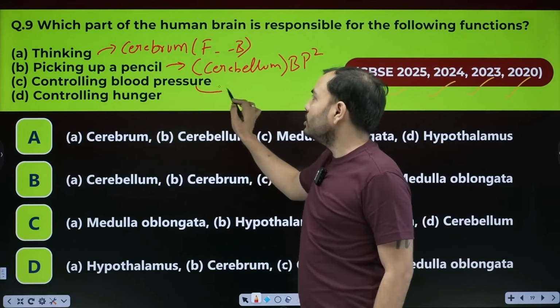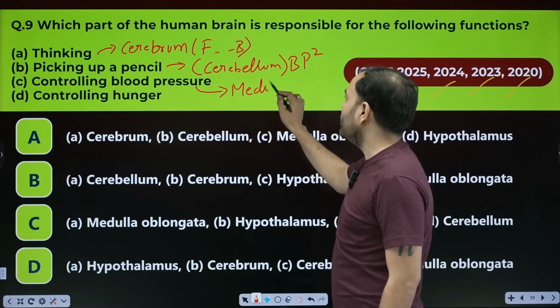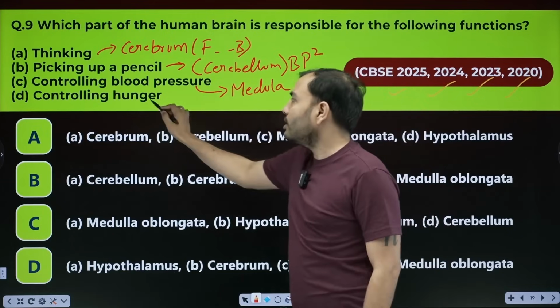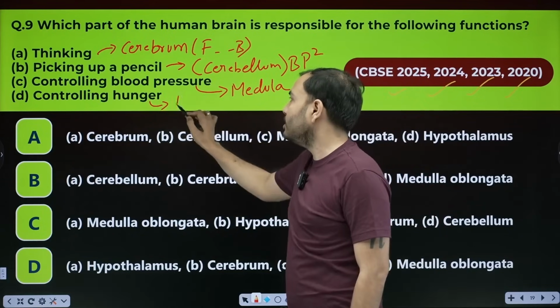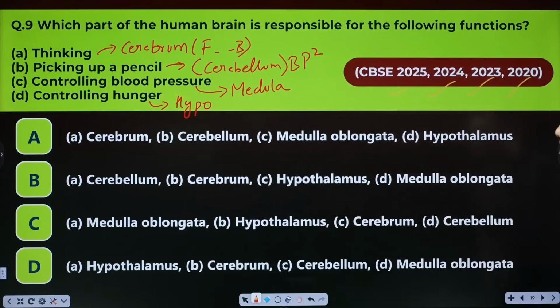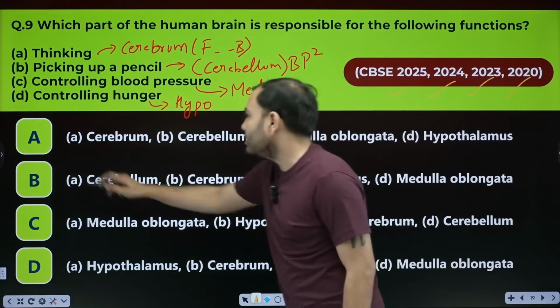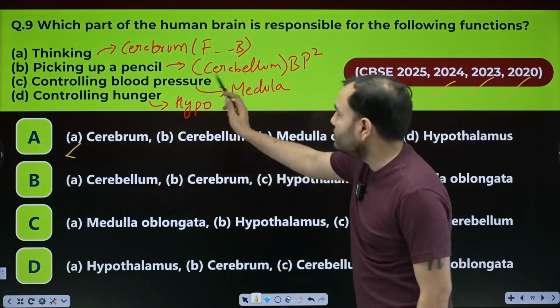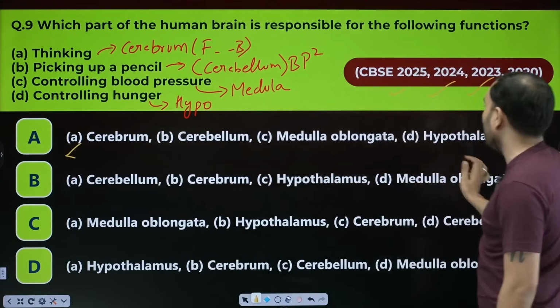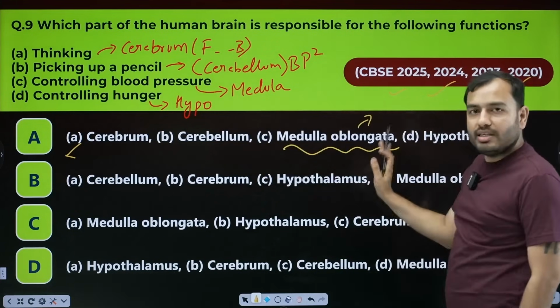Controlling blood pressure. This is an involuntary function. Who controls blood pressure? The medulla. Controlling hunger. Hunger and thirst, who has it? The hypothalamus. Oh, there were options. So cerebrum, cerebellum, medulla, hypothalamus. These are the 4 options, and the first one is correct. Look, the medulla is also called the medulla oblongata. So that's its name too.